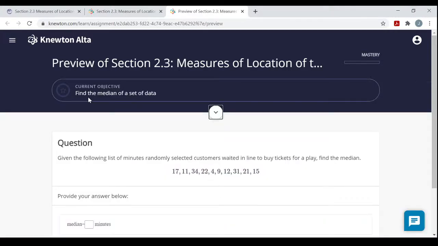The first objective is finding the median of a set of data. The median of a set of data is a value that's directly in the middle of the data when you put it in order from least to greatest. If you've read through OpenStax section 2.3, watched the videos I put up in the Canvas page, and practiced some stuff, and you feel comfortable with the material, you can start answering questions right away here.